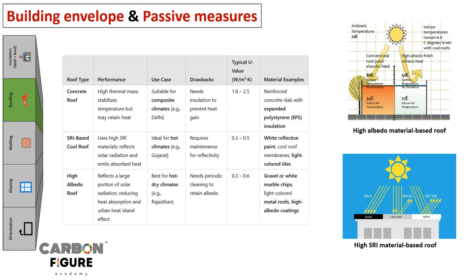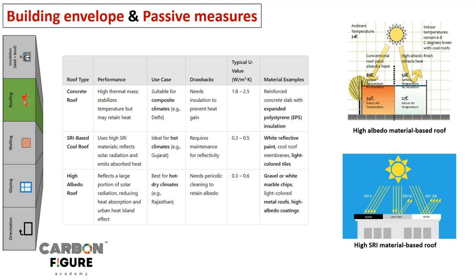And in the bottom, high SRI material based roof, right? The black has SRI 0, so it is completely absorbing. Some light gray, that is solar reflective index, has 54, so it is partially reflecting. And white is more than 100, 108 SRI value, so it reflects almost everything that falls on it.